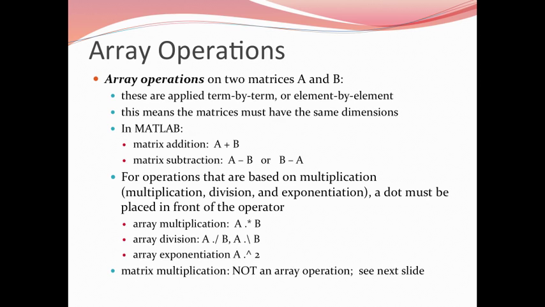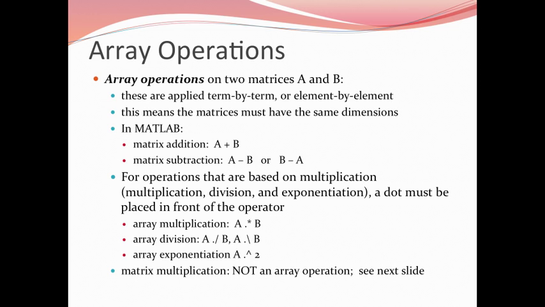Matrix subtraction, same thing. We could just say A minus B or B minus A. However, for operations that are based on multiplication, which means multiplication, both division operators, and exponentiation, a dot must be placed in front of the operator. So for example, array multiplication means multiplying term by term or element by element. A dot star, or dot asterisk, B is how we would do that. Array division, A dot slash B, either one of the division operators. And array exponentiation, for example, take an array and square it, A dot, and then the little caret symbol 2.